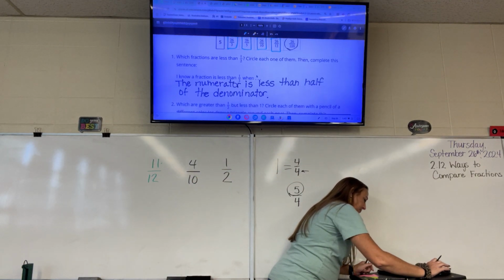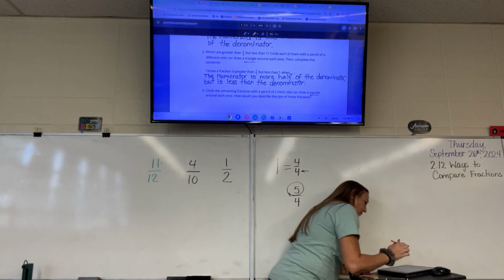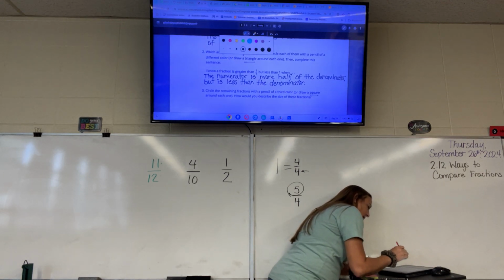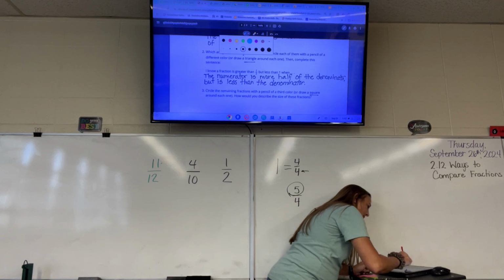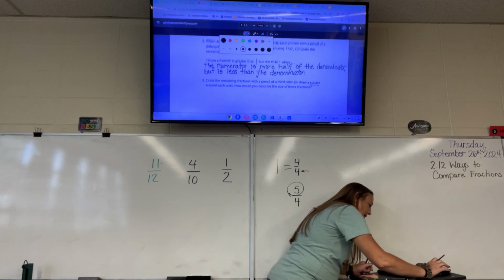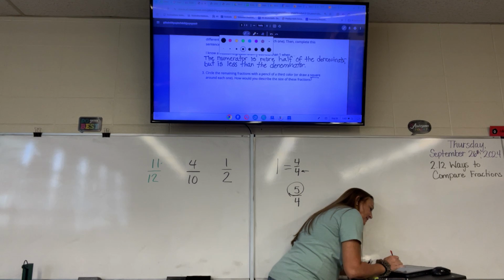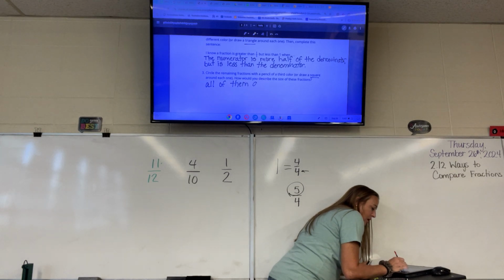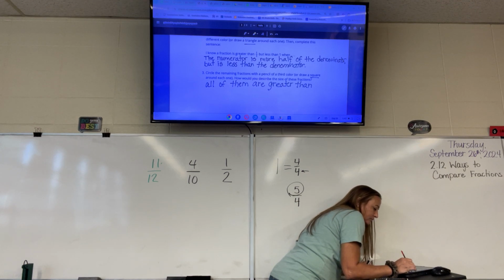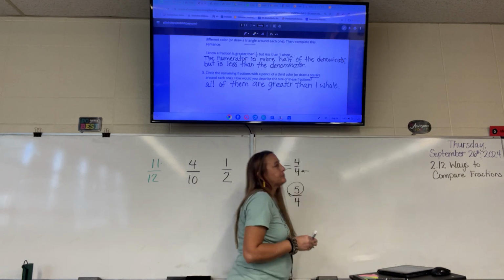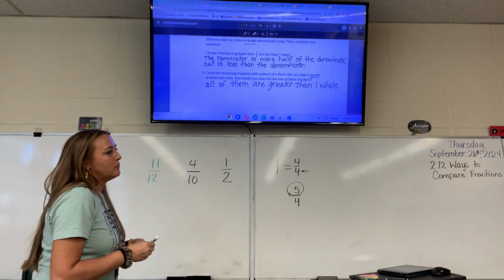Okay. So here we go. How would you describe the size of these fractions? All of them are greater than one whole. Okay, write that down. Quick, quick. All of them are greater than one whole.